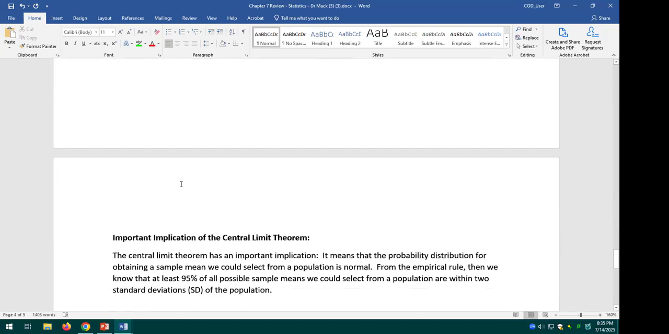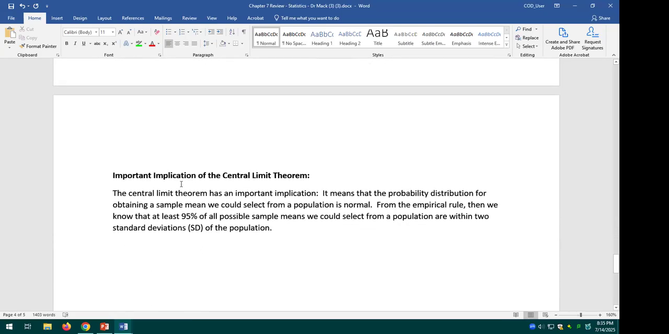And then an important implication of our central limit theorem. The central limit theorem has an important implication. It means that the probability distribution for obtaining the sample mean we select from a population is normal. From the empirical rule, we then know at least 95% of all possible sample means we could select from a population are within 2 standard deviations of the population mean.